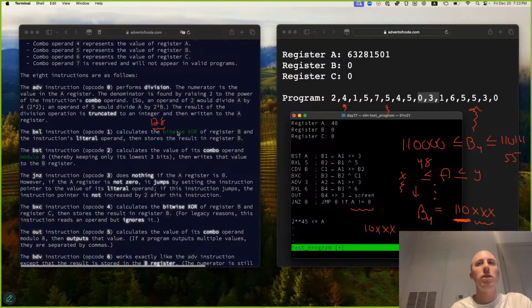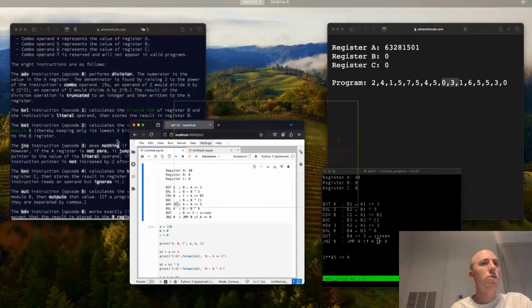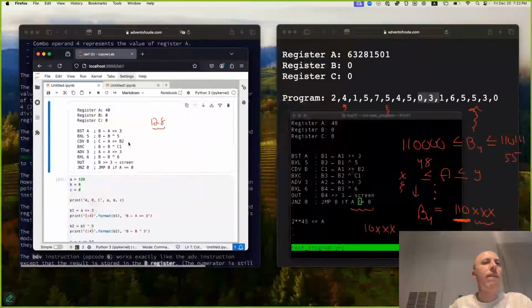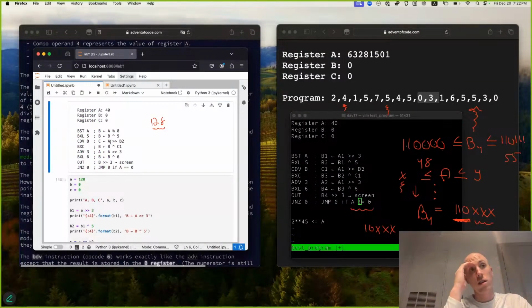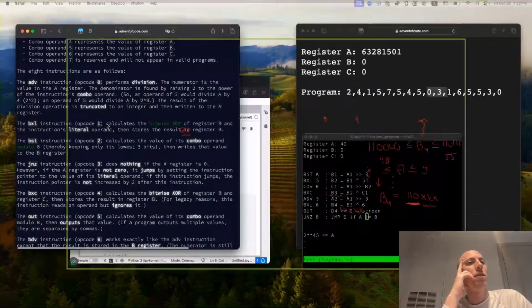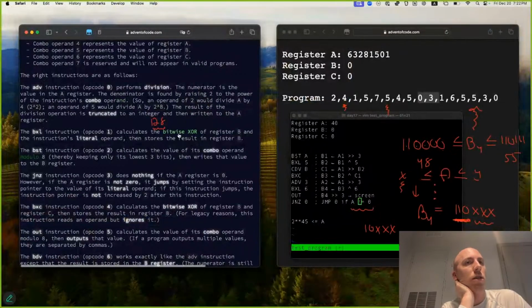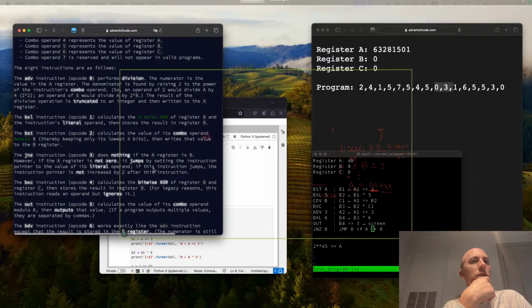Dividing by 8 is the same as bit shifting by 3. So that's good. So what's the BST thing though? Mod 8. This should be a mod 8. BXL, bitwise XOR, B in the literal. So it's just 1 and 5. That's fine.